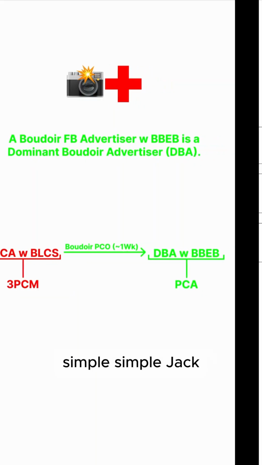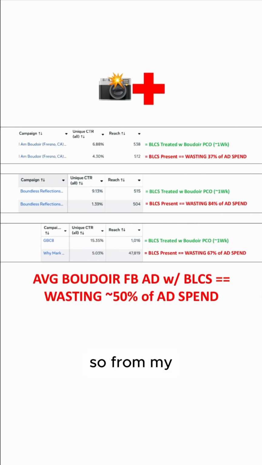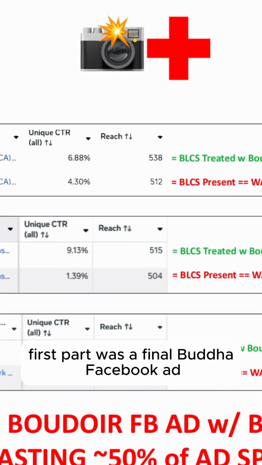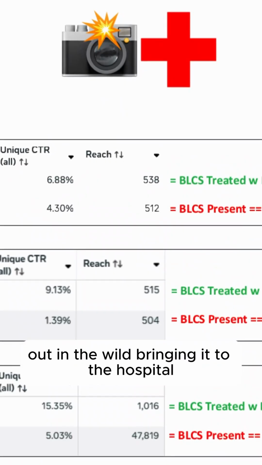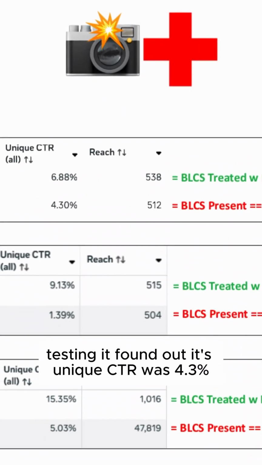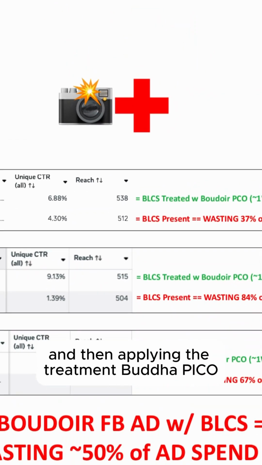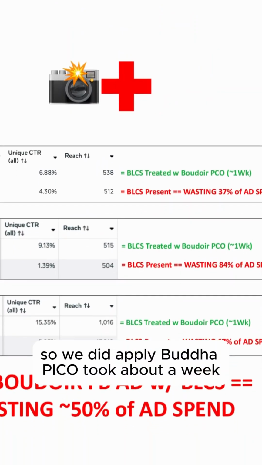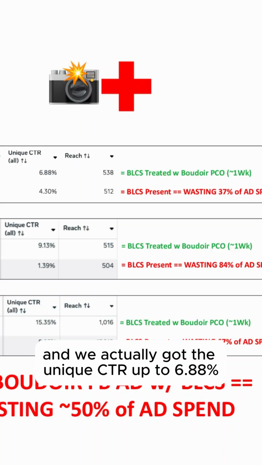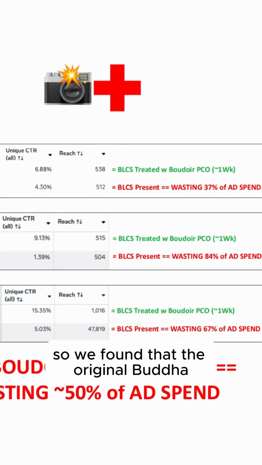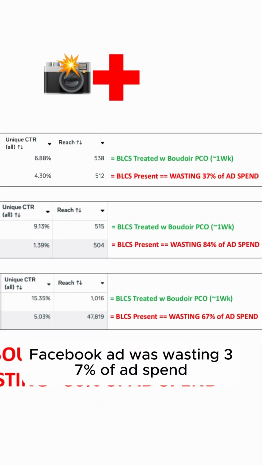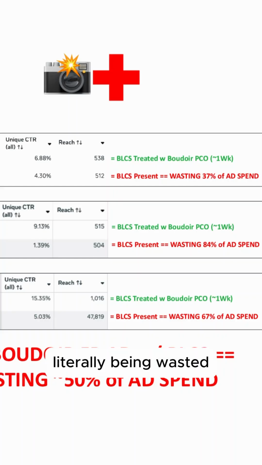Simple, jack. So from my residency, first part was finding a Boudoir Facebook ad out in the wild, bringing it to the hospital, testing it, and finding out its unique CTR was 4.3%, and then applying the treatment, Boudoir Pico. It took about a week, and we actually got the unique CTR up to 6.88%. So we found that the original Boudoir Facebook ad was wasting 37% of ad spend, literally being wasted.